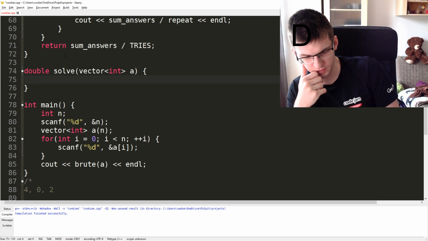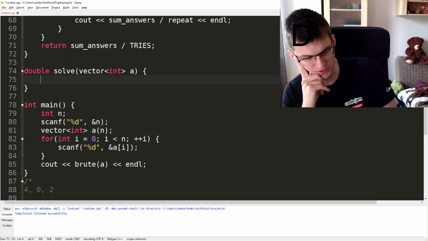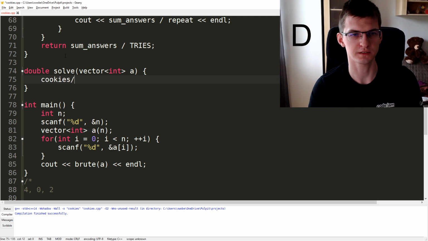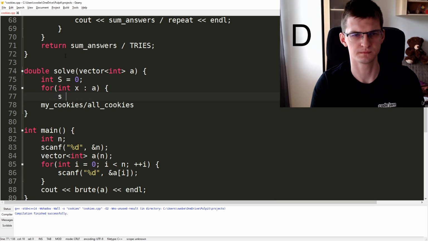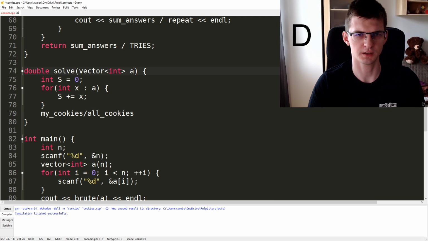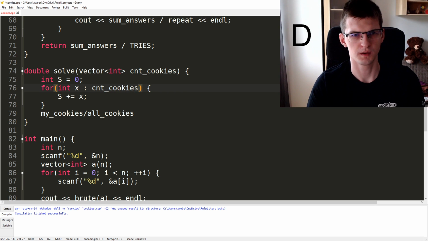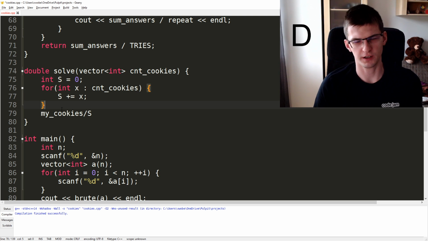Let's take away cookies until only one player is remaining. Now for every player, the probability that he is the last one to stand is, I think, initially the number of his cookies divided by all cookies. Again, let's call it count cookies. This is the probability. If I take every next random cookie out of all S cookies, then the probability that you are the last one with cookies is this.